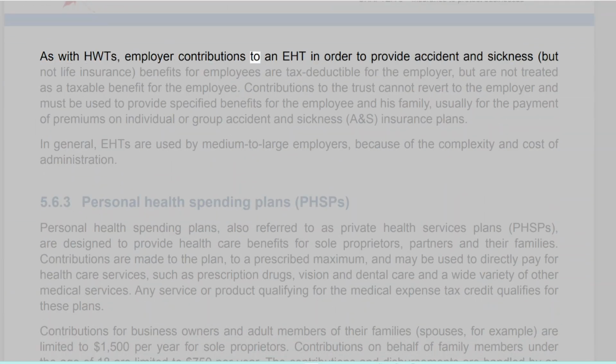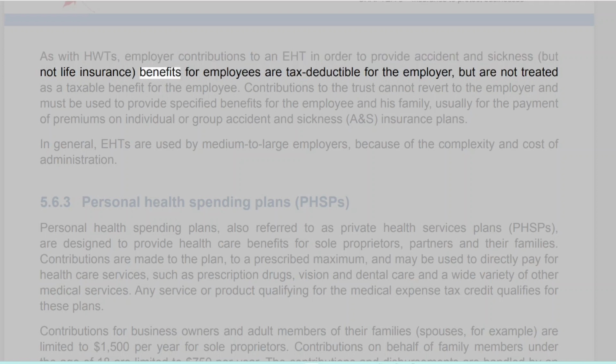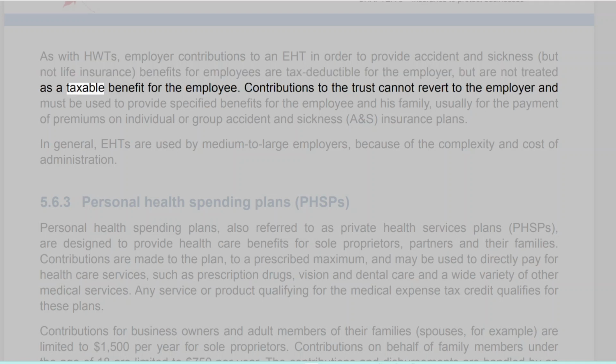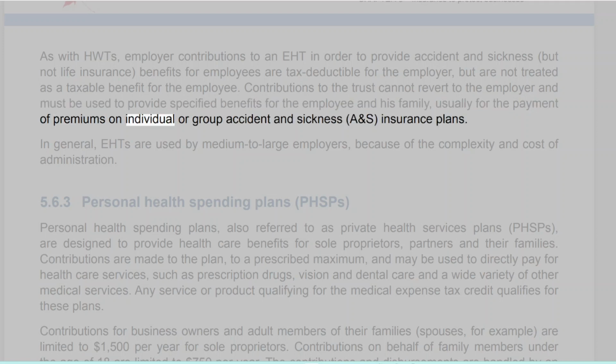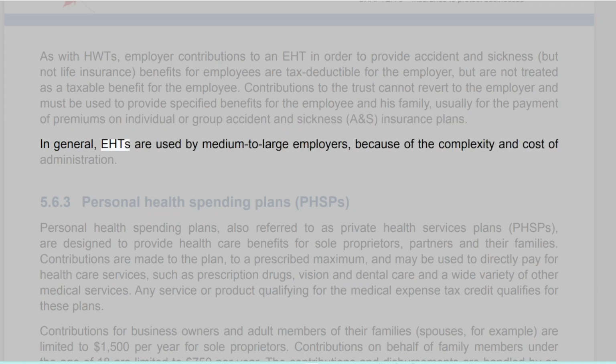As with HWTs, employer contributions to an EHT in order to provide accident and sickness, but not life insurance, benefits for employees are tax-deductible for the employer, but are not treated as a taxable benefit for the employee. Contributions to the trust cannot revert to the employer and must be used to provide specified benefits for the employee and his family, usually for the payment of premiums on individual or group accident and sickness (A&S) insurance plans. In general, EHTs are used by medium to large employers because of the complexity and cost of administration.